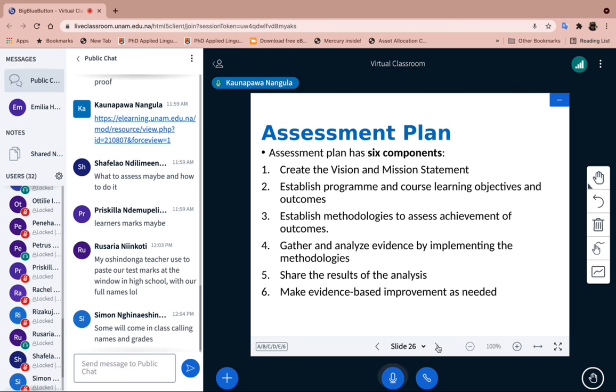follow. The first one that we have spoken about is create the vision and mission statement. The vision and mission statements, most like the ones that all schools look at, which is the same, is the one that comes from the Ministry of Education, as well as the DNEA, like the Directorate of Examination, something. All right, I don't remember.